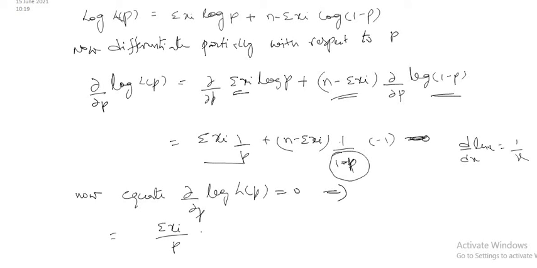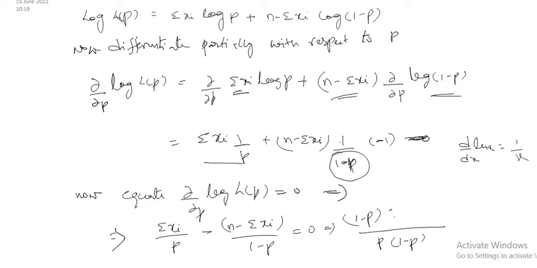Summation xi by p, here minus 1. So you will get minus n minus summation xi by 1 minus p. You just equate this to 0. Next, what will you get? p into 1 minus p is the LCM. 1 minus p into summation xi, cross multiplication, and then minus p into n minus summation xi equals 0.